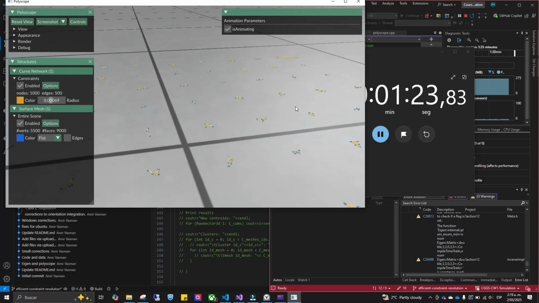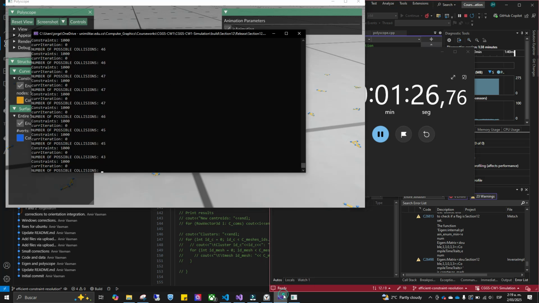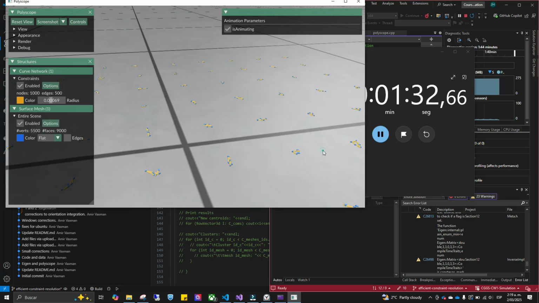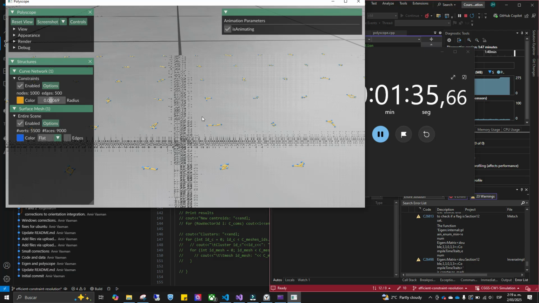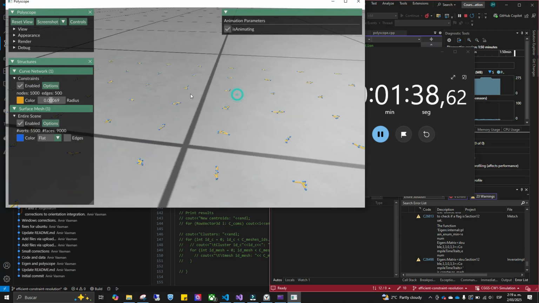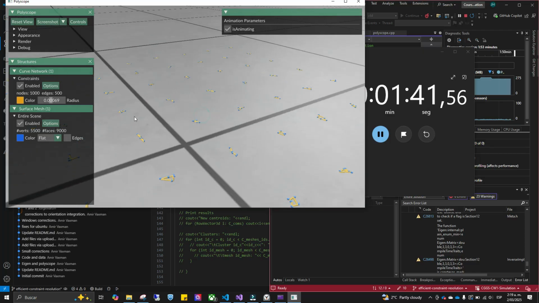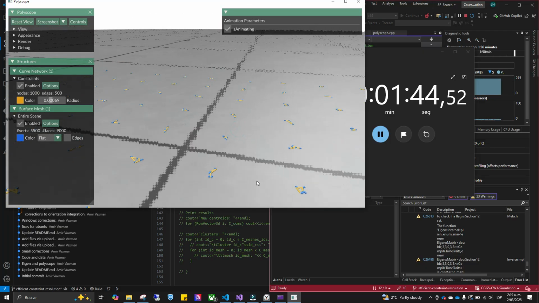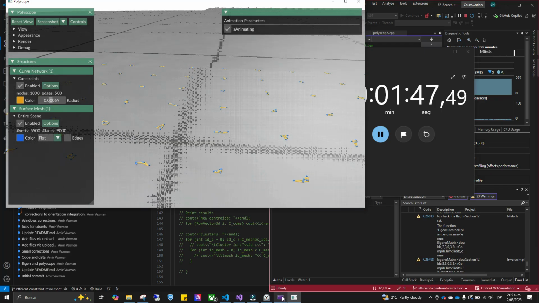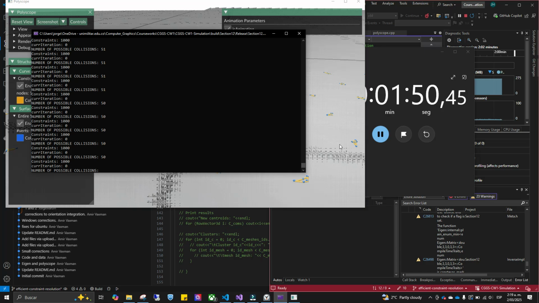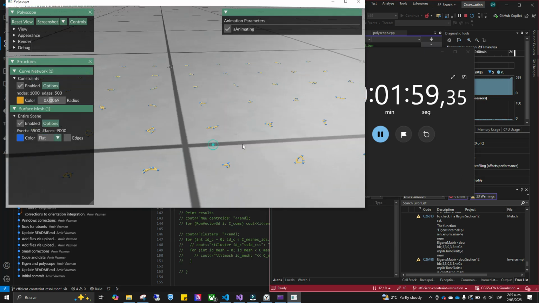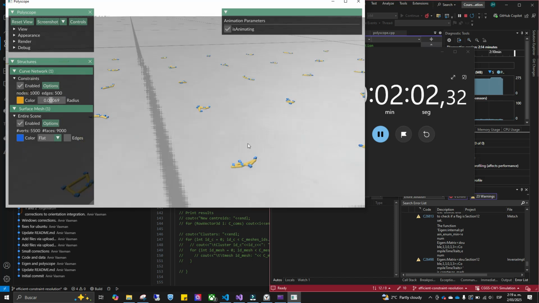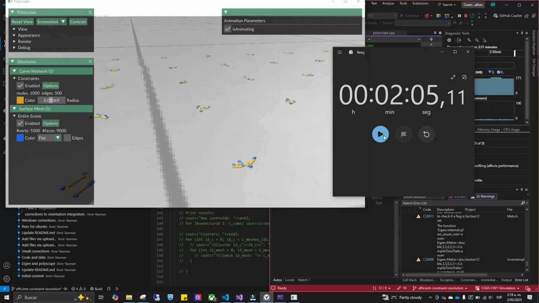There we go. 500 objects had fallen in bundles of 5, and their constraints have been solved. And I guess that the simulation has just stabilized. Yeah, that's it.